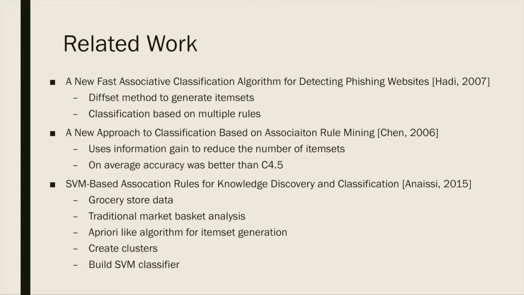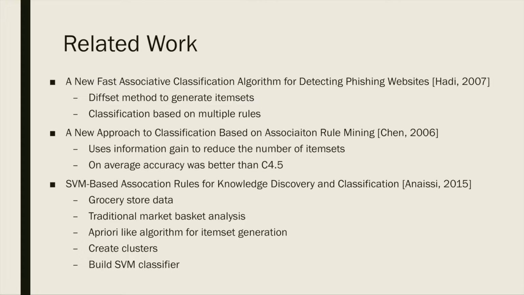One proposed by Hadi in the paper A New Fast Associative Classification Algorithm for Detecting Phishing Websites attempts to reduce the computation time by employing a method called diffset to generate less item sets. In this method, the data observations which do not support the rule item are tracked. In this associative classifier, classification was based on multiple rules, and a modified version of this algorithm was used in the work, the classification algorithm, that is.